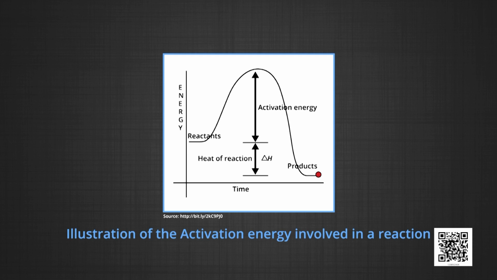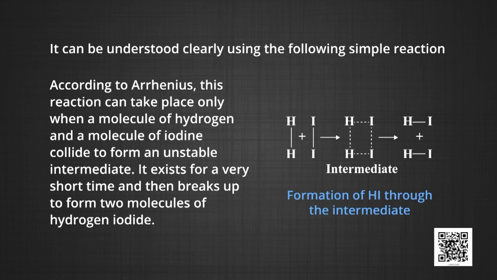It can be understood clearly using a simple reaction. 1 mole of hydrogen reacts with 1 mole of iodine to give 2 moles of hydrogen iodide. According to Arrhenius, this reaction can take place only when a molecule of hydrogen and a molecule of iodine collide to form an unstable intermediate. It exists for a very short time and then it breaks up to form 2 molecules of hydrogen iodide. The figure shows the formation of hydrogen iodide through the intermediate.